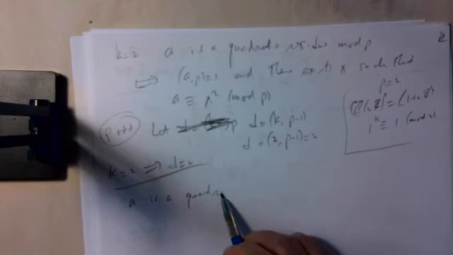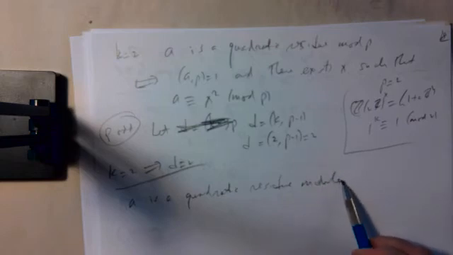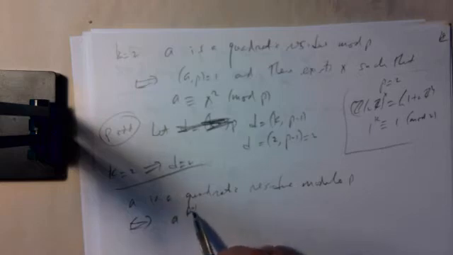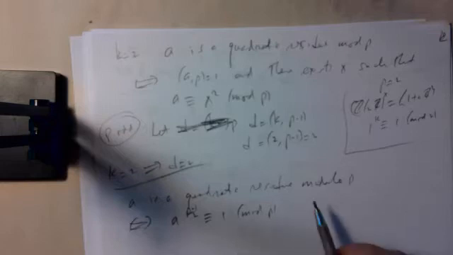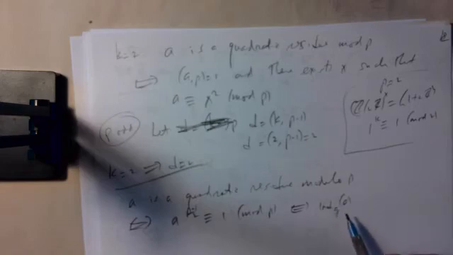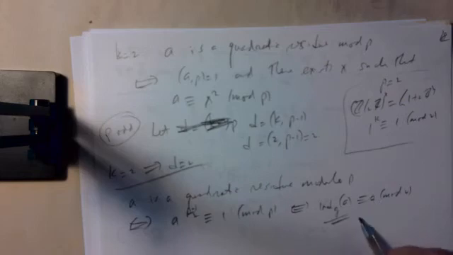So a is a quadratic residue modulo p if and only if a to the p minus 1 over 2 is congruent to 1 mod p, or if and only if the index of a with respect to any primitive root g is congruent to 0 mod 2, which just means the index is always even.